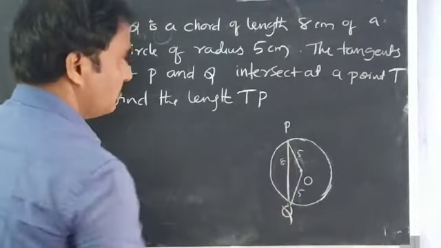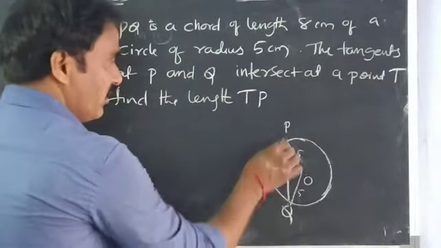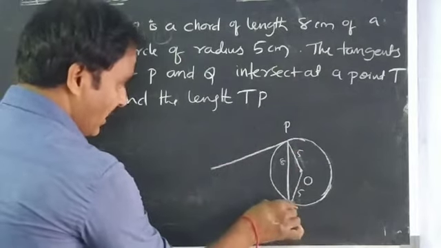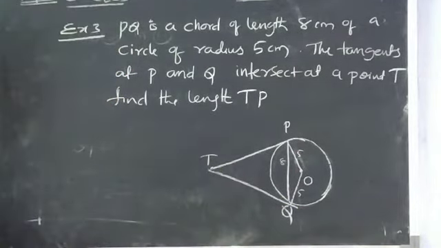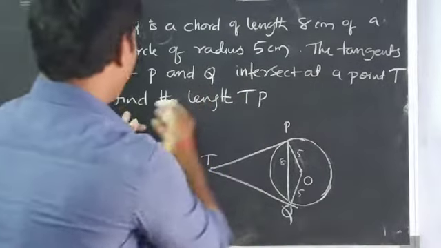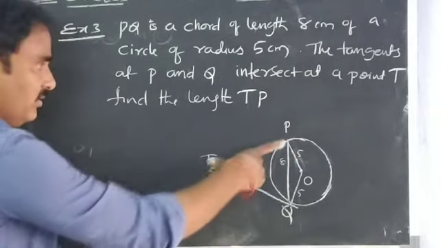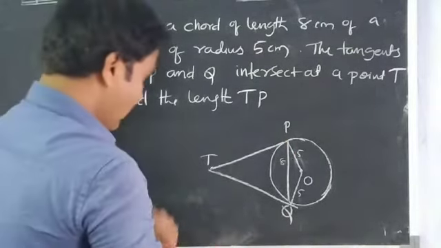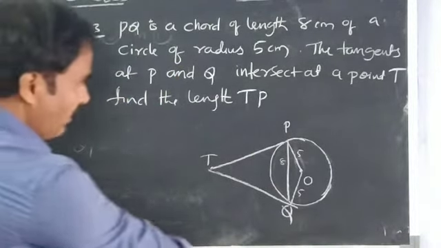The tangents at P and Q intersect at a point. Tangent at P, tangent at Q. They are intersecting outside at point T. This is the diagram. Find the length of TP. We are going to find the length of TP here. TP and TQ both are equal, right? So we are going to find the TP length.